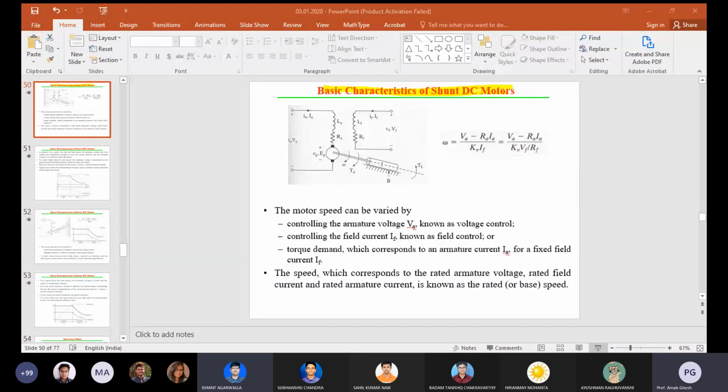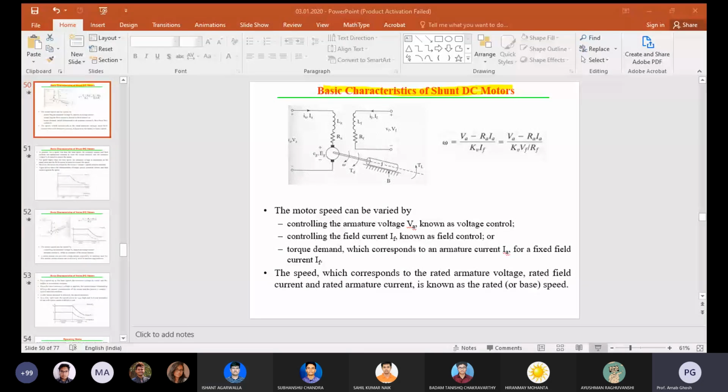Okay, so here you can see torque is varying and here the field current is varying. What are the basic characteristics of the shunt motor drives? From that diagram you can understand. What is the speed? Speed is less than the base speed.